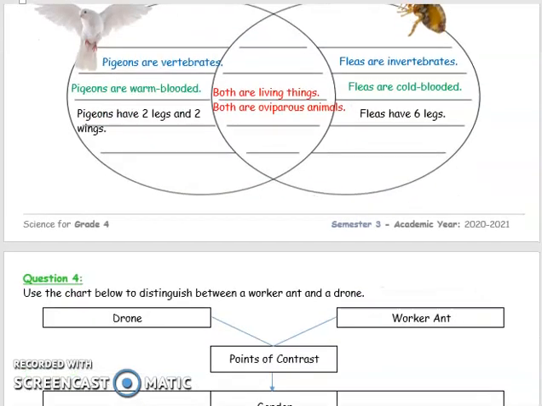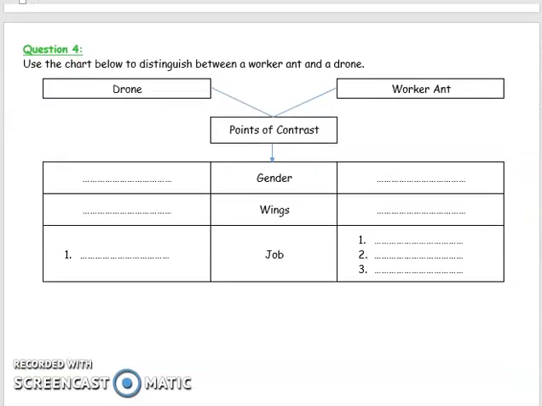Okay, last question now. Use the chart below to distinguish between a worker ant and a drone. Ants are social insects. They live in communities, they live in colonies, they depend on each other. In an ant colony, there are 3 types of ants: a queen ant, a drone, and a worker, and these are the 3 types of ants. We have to compare a drone to a worker ant.